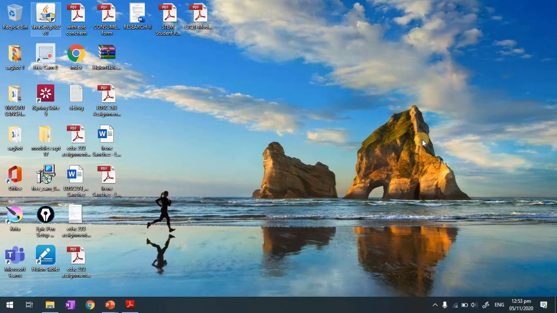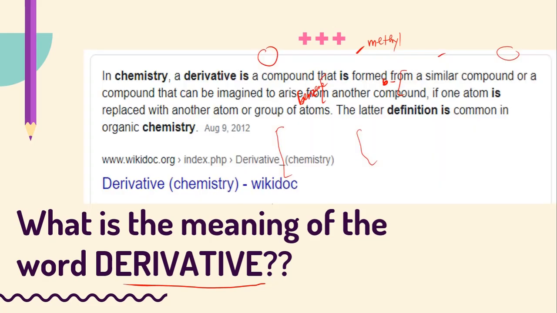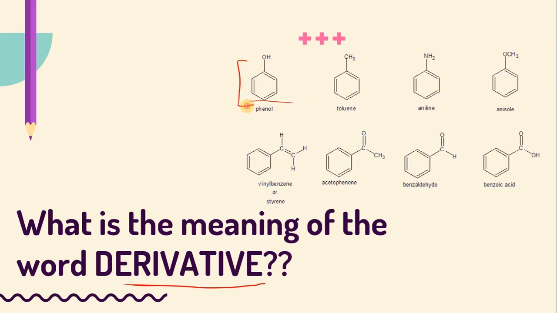So when we say derivative in chemistry, let me erase that one. In chemistry, a derivative is a compound that is formed from a similar compound, or a compound that can be imagined to arise from another compound. If one atom is replaced with another group of atoms, the latter definition is common. So what that means is that the derivative arises from the original one, but some parts are replaced. Like here, benzene is the body, take one H off, so a phenyl group, and the phenyl is attached to hydroxyl, or phenyl attached to CH3. The phenyl is the benzene that lost an H. Okay, so a derivative is like a different version. A different version of phenyl, so it has a different attachment.